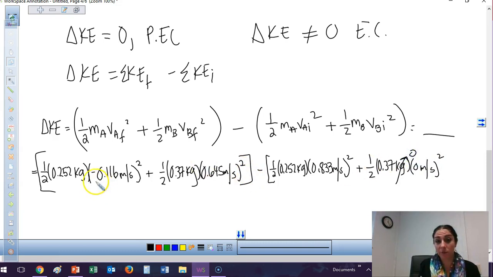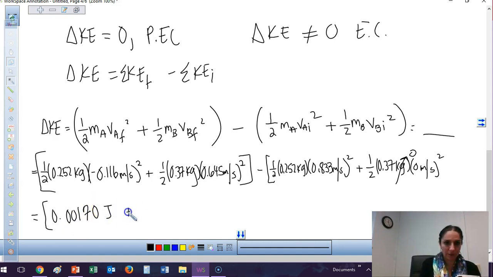Also, just a quick note about this. Since it's squared, it doesn't matter that the negative's there, but for completeness and the correct model of the question, you can leave that there. Alright, now it's just algebra, so I'm going to go ahead and do that. So 0.5 times 0.252 times 0.116 squared. Again, I do it in parts. 0.00170, because I'm going to round, and this is in joules, plus 0.5 times 0.37 times 0.645 squared.